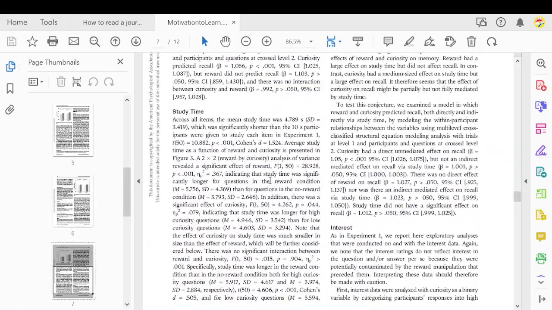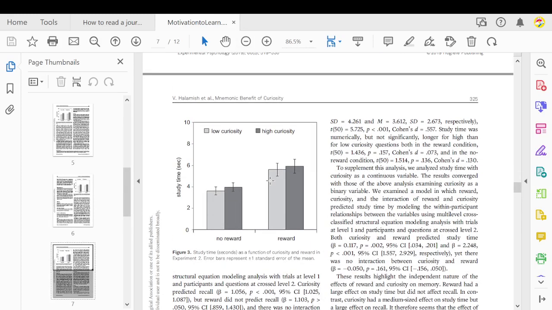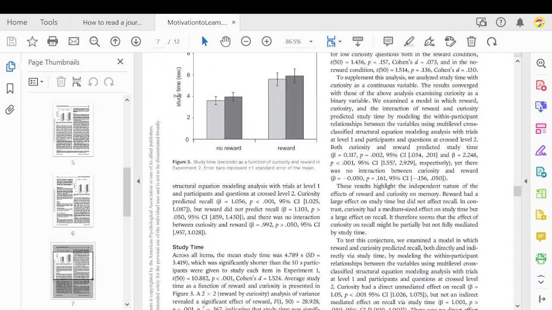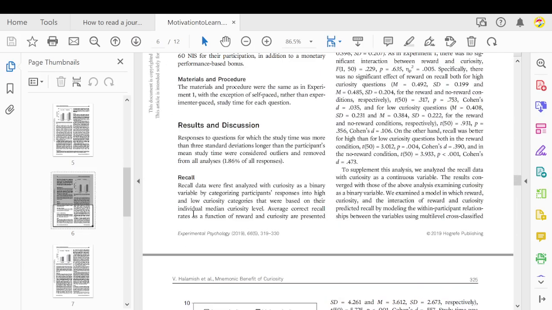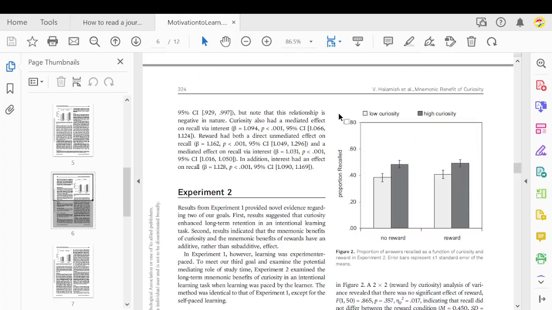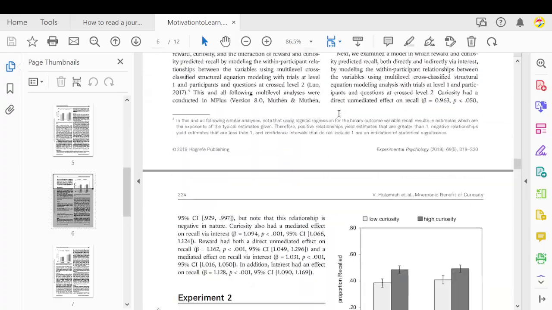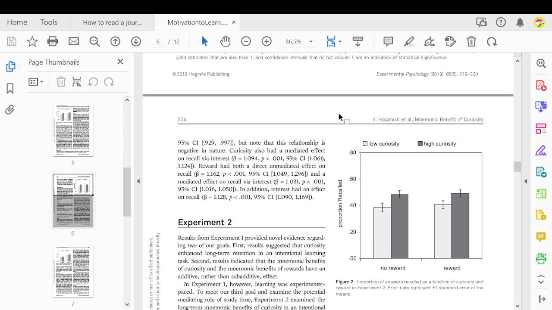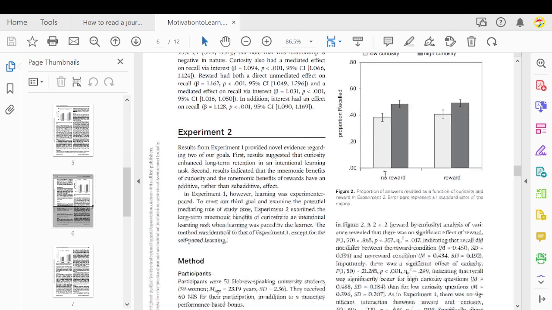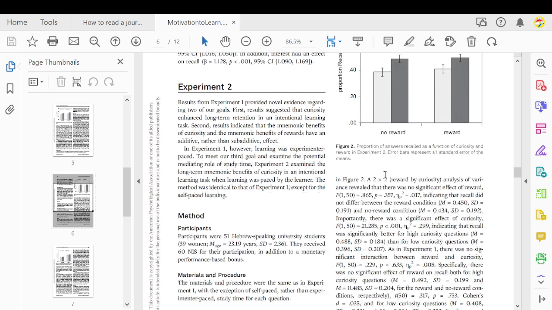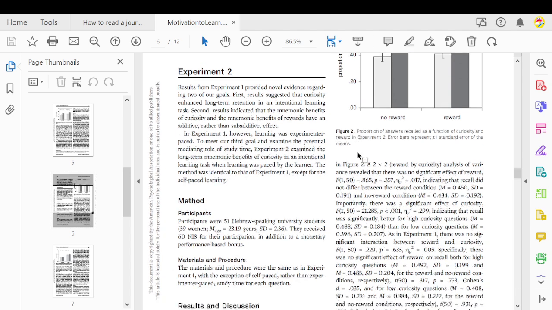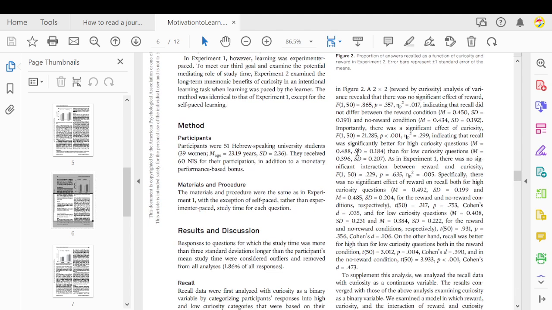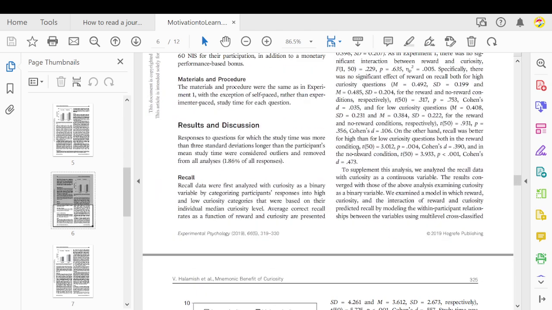And okay, so I've understood the graphs. If I felt like there was something in the graph that I didn't understand, so for example, if I got here and I was like, why do they do study time? I would go back and read through the methods or the results section in order to find that specific information. Remember here when I said I didn't even think that there was an interaction? I could also just look for that information. So if I want to see whether or not there was an interaction between proportion of answers recalled as a function of curiosity and reward in experiment 2, I can find that.